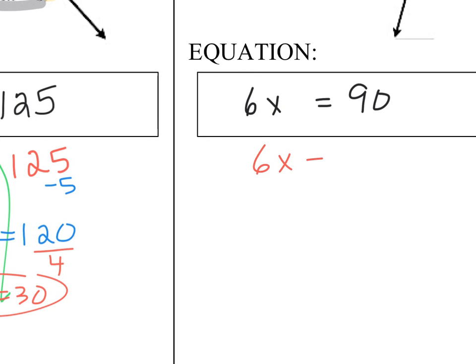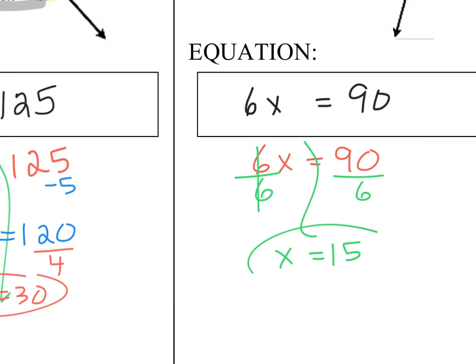6x equals 90. Divide by 6, divide by 6. 1x equals 90 divided by 6, 15.